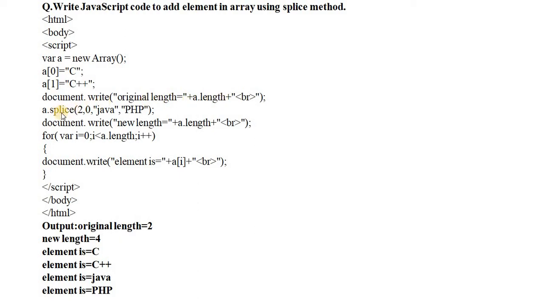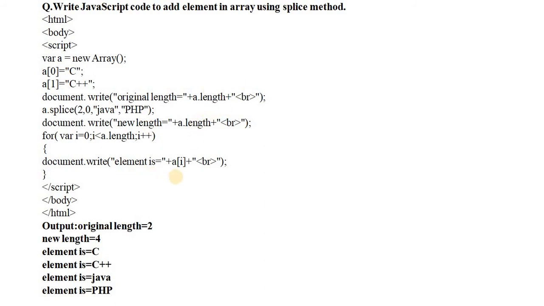After that we apply the splice method, that is a.splice(2, 0, ...), which means at index 2 we add the elements Java and PHP, and no elements are removed from the array. Here we set 0 so that no elements are removed from the array. And here again we print the new length of the array by using the length property of the array.